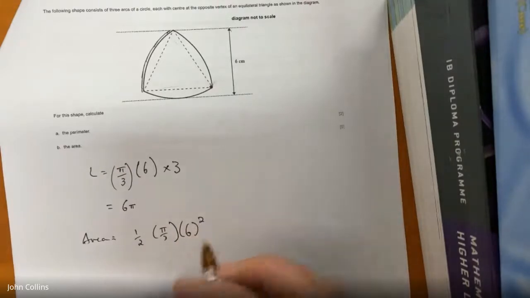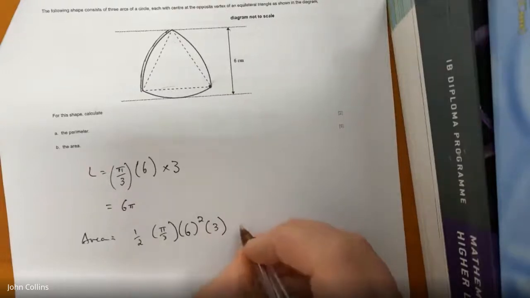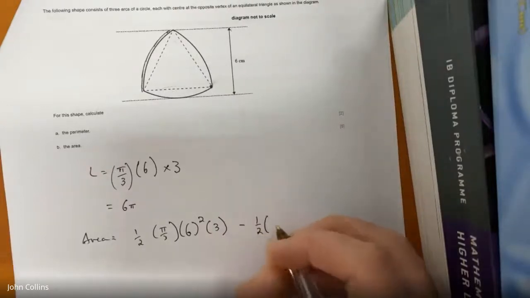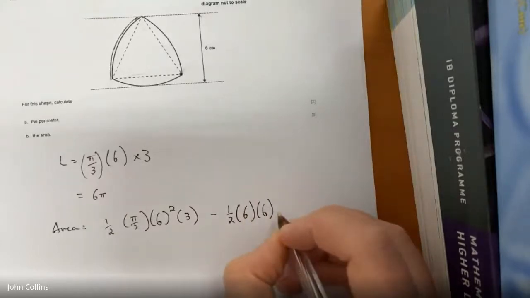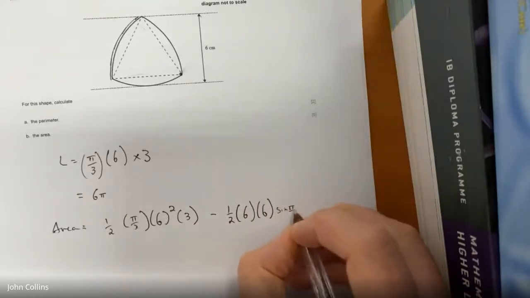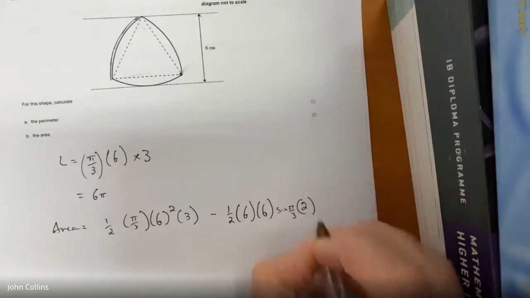So that's the area. And if I multiply that by three, that'd be the three sectors. And then if I do a half, so what's the area of the triangle? A, B, sine C again, 6 times 6 sine pi over 3. And I want to take that away twice. So I'm going to multiply it by 2 at the end here.